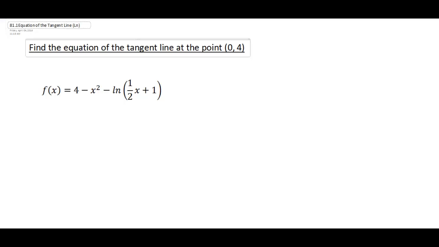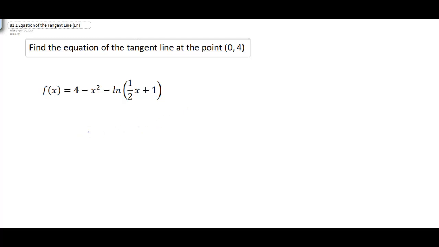In this video, we're going to look at a topic we've talked about before, and I know it's been a while, so I want to look at maybe one more example here, dealing with the natural log though. We want to find the equation of the tangent line at the point 0, 4. We've been looking at finding the derivative, but we really haven't looked at finding the equation of the tangent line at the point, because we know the derivative gives us the slope at any point on the curve.